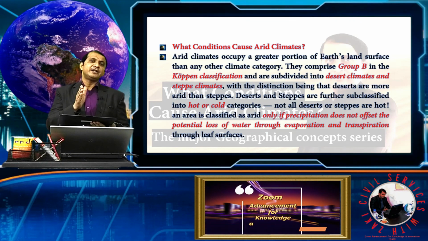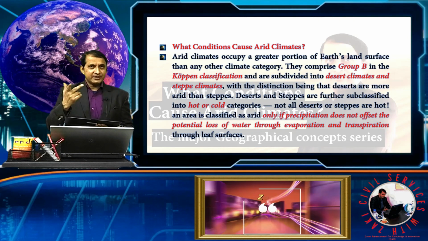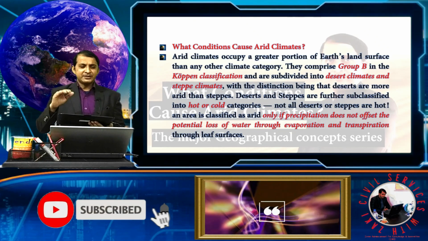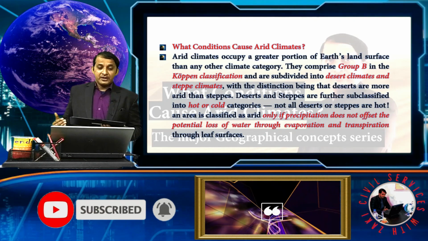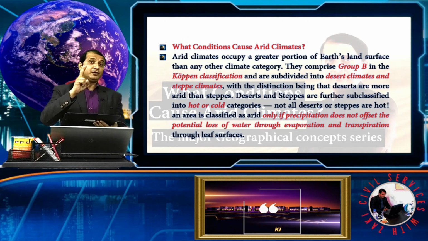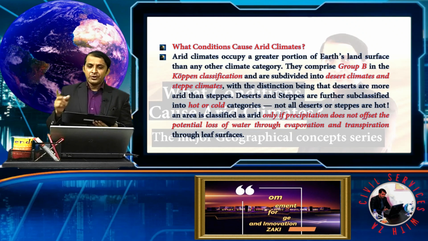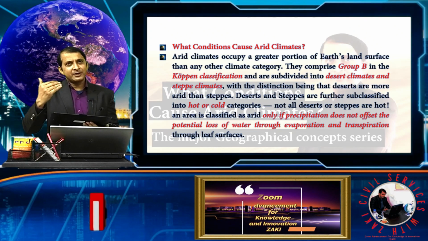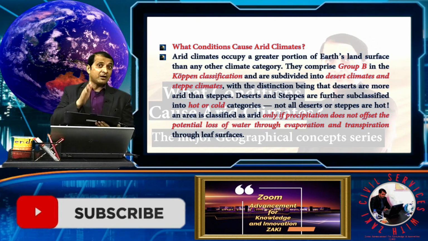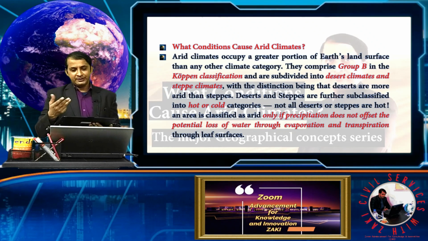Basically, arid climate is divided further into two categories: number one, desert, and number two, steppe. So what is the distinction? Deserts are more arid than the steppe. Desert and steppe are further subdivided into two categories, hot or cold: hot desert, cold desert, hot steppe, cold steppe. So if you think about desert, it does not always mean hot. It may be a cold desert, it may be a hot desert.